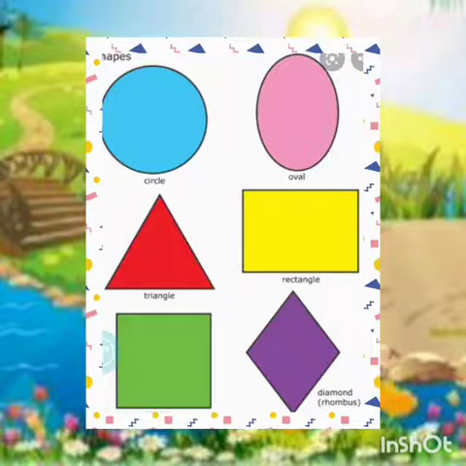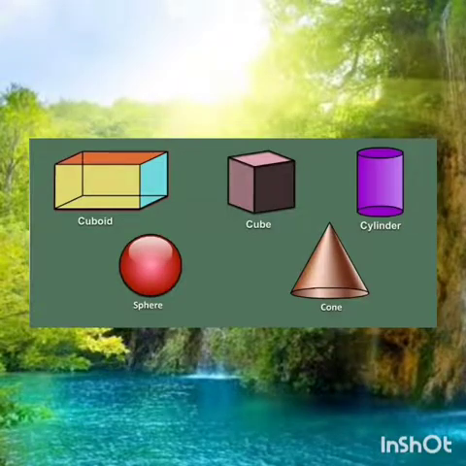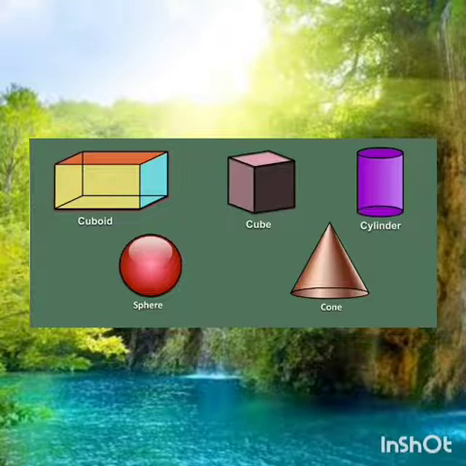The next one is a drawing activity. Children, you have to draw the 5 basic shapes: square, rectangle, triangle, circle and oval. The second one, draw an object for each solid shape: cube, cuboid, sphere, cylinder and cone. For these solid shapes, you have to draw any object related to them. Understood, children?